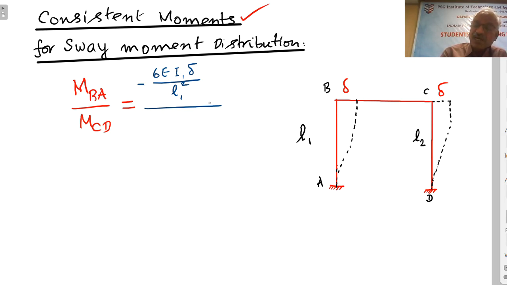For the column CD also, the length is L2 and the far end is fixed. So for that also it is 6EI delta by L square. Suppose if the far end is hinged, then it will be 3EI delta by L square. So that we must know, right? Now here also it is minus 6EI2 delta by L2 square. So this is what is called a consistent moment.